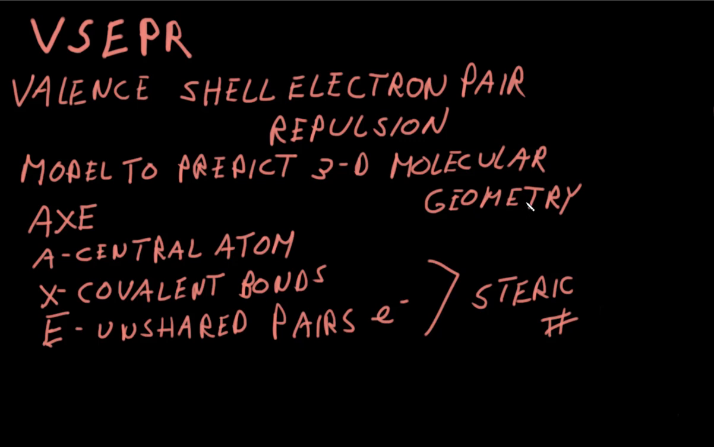Today we're going to look at some simple models of the VSEPR theory, or the valence shell electron pair repulsion. These models predict 3D molecular geometry. We're going to use the AXE method, where A is the central atom, X is the covalent bonds, and E is the number of unshared pairs of electrons. Sometimes these two are referred to as the steric number. So we're going to do a few examples of some simple molecular geometry.